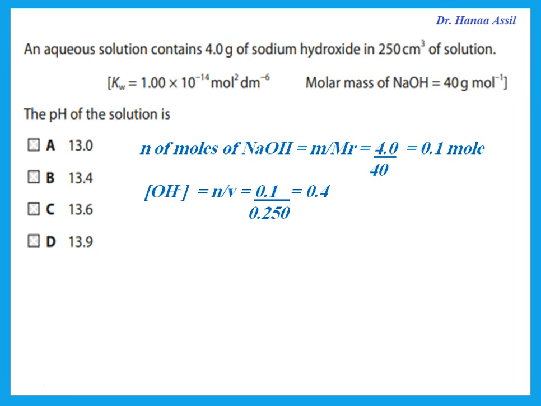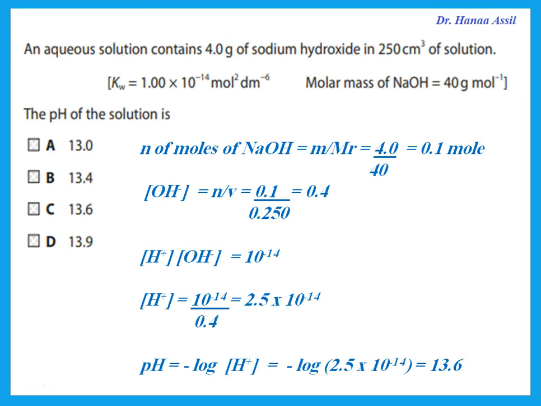Now, I can get the concentration of hydroxide ions because that will be number of moles over volume. And remember to change the volume to decimeter cube by dividing by 1,000. So the concentration of OH minus ions is 0.4. I know that H plus times OH minus is 10 to the minus 14, so I can get the concentration of H plus ions. pH would be minus log of that, and that comes out to be 13.6.